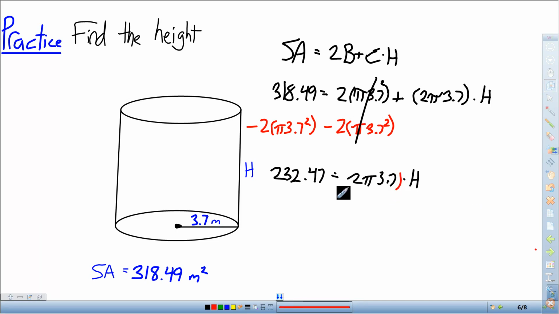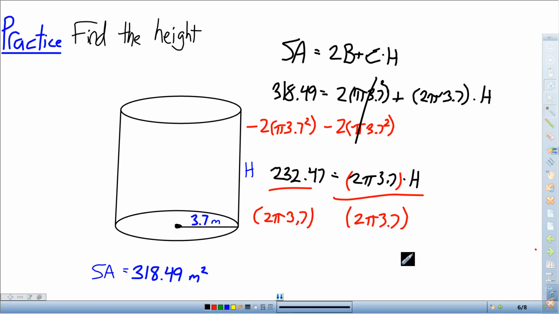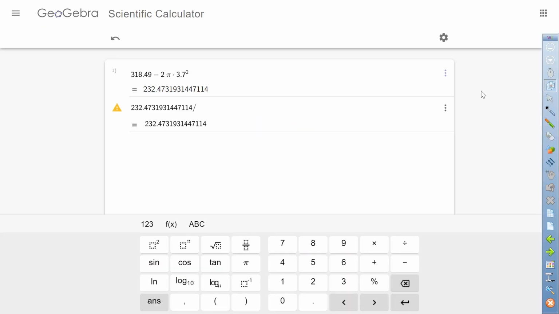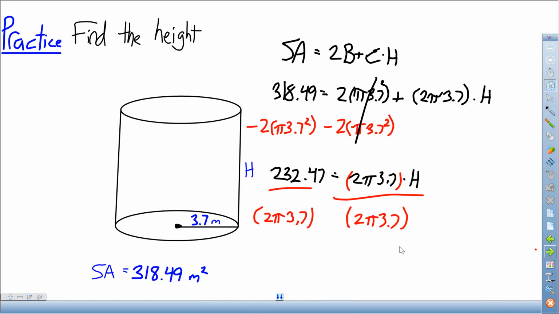Now I'm going to divide both sides by the 2 pi 3.7, keeping the parentheses around it, because if we don't, we'll get the wrong answer. So let's go ahead and divide by 2 pi 3.7. Oops, almost forgot the parentheses. All right, I'm getting 9.99. That's going to round up to a 10, so we're going to write this as 10.0. Okay, and we're dealing with meters.